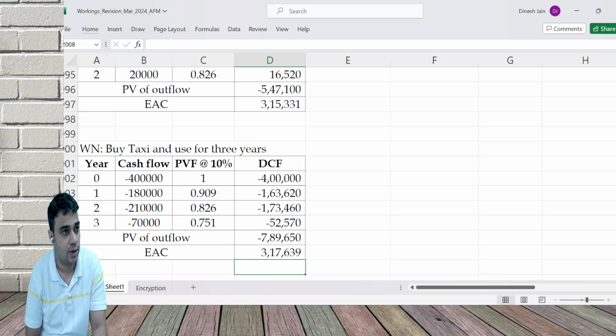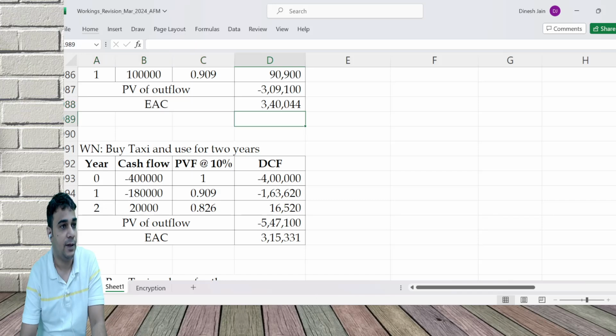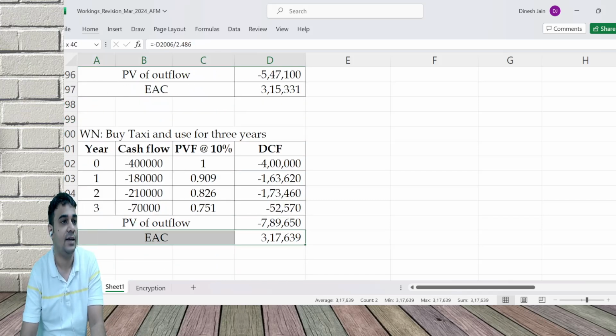Any doubts on the calculation? Based on EAC: 3 lakh 40, 3 lakh 15, 3 lakh 17. So lowest is 2 years. Lowest equated annual cost is 2 years.